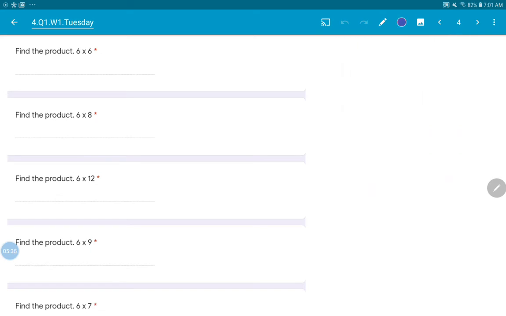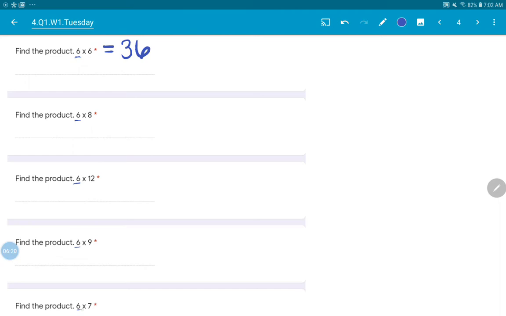Next, we're finding the product. We have some 6's. So this is where knowing your facts is really going to help. If I notice, as I go down, each time I have 6 times 6, 6 times 8, 6 times 12, 6 times 9, and 6 times 7. So I can use some facts to help me. If I don't automatically know 6 times 6, I can think, I do know 6 times 5, and that's really close. 6 times 5 is 30, and I need 6 more. So 6 times 6 equals 36.